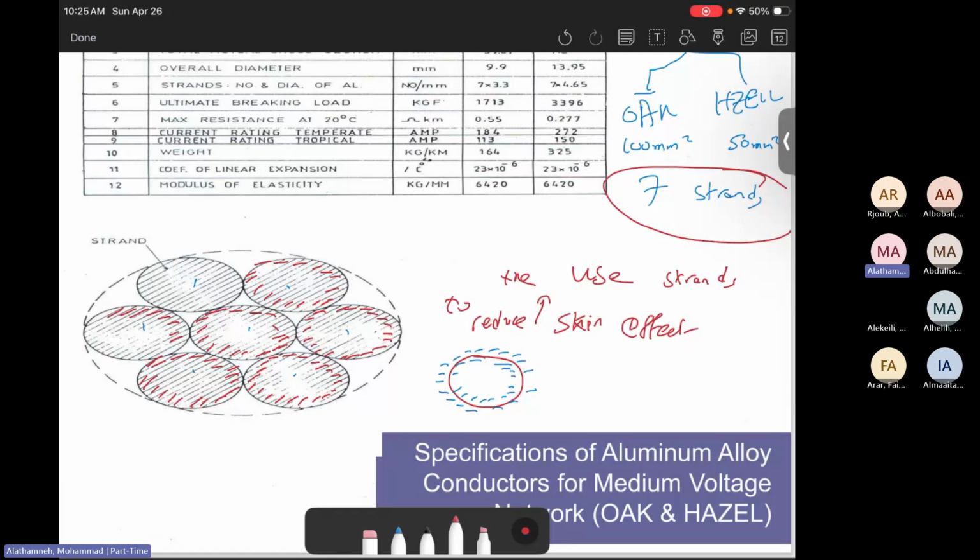Therefore, the conductor can carry more current. If we use one strand, it can carry less current, even with the same radius. But if you keep the same section area and make it strands, then the skin effect will be greatly reduced. The other thing to keep in mind is that these 7 strands are all twisted. And remember, this is an all aluminum alloy conductor, which is made from 7 strands.